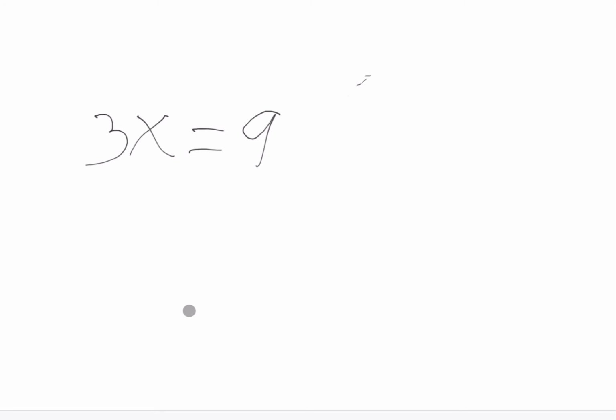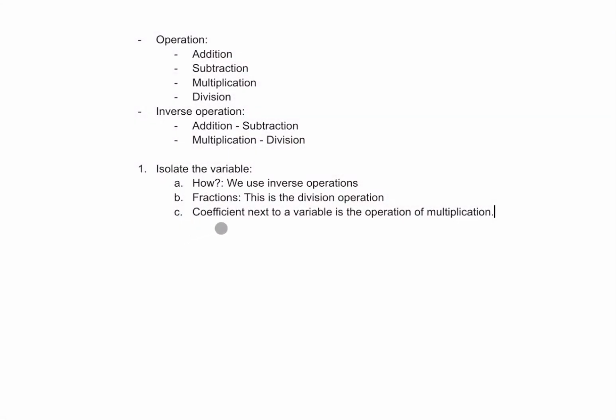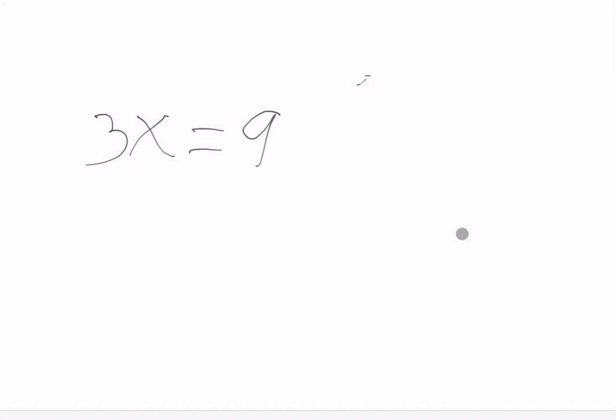If you remember, we have a coefficient that's next to a variable. Our notes say that when a coefficient's next to a variable, the operation is multiplication, okay? So there's a tiny little multiplication invisible dot there. So I've got 3 times x equals 9. What's the inverse operation of multiplication? Division. So I'm going to go ahead and divide 3x by 3, okay?